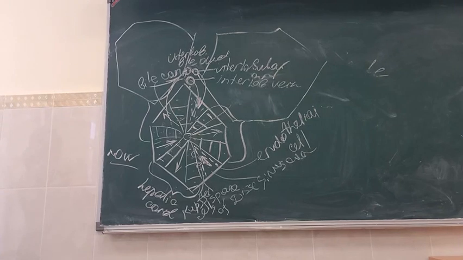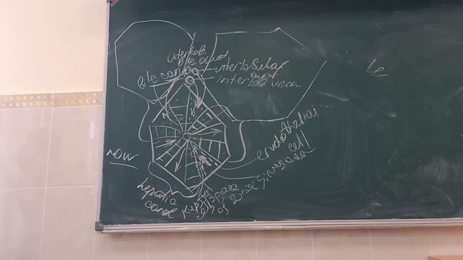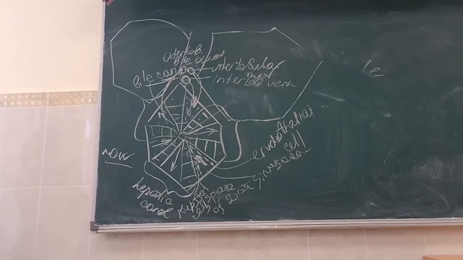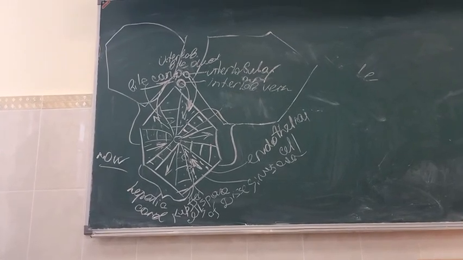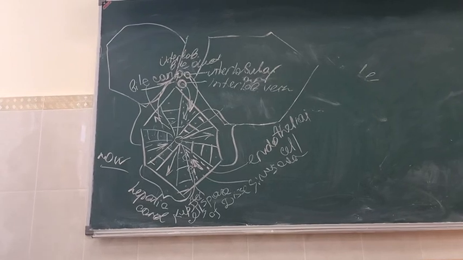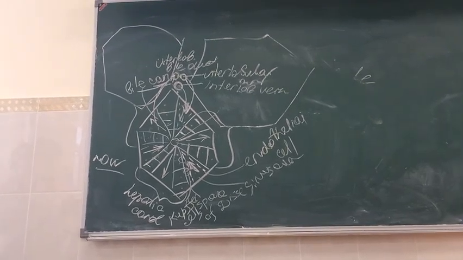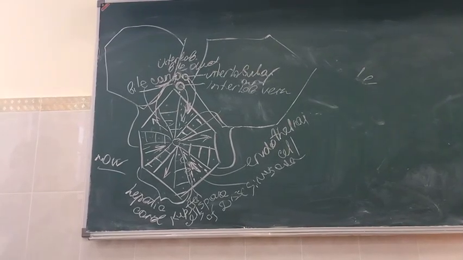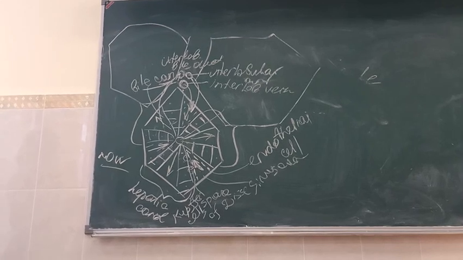Okay, any questions? No questions. So you revise the esophagus, stomach, and then you read the digestive tract up to the end, and then you read the liver and pancreas, spleen also, everything.